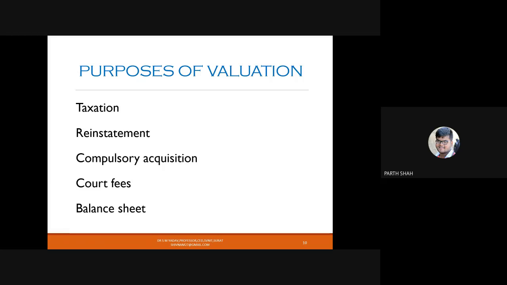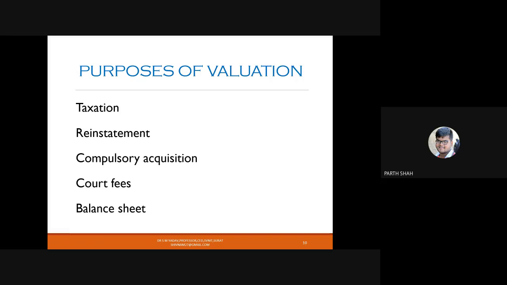If the property is located in a corporation boundary, maybe Surat Municipal Corporation, Baroda Municipal Corporation, Ahmedabad Municipal Corporation, one is required to pay taxes. So for the purpose of taxation, the valuation of a property is carried out. For reinstatement of the property, the valuation of property is carried out. Sometimes it happens that the property may be acquired due to one or the other reason by government officials. That is called a compulsory acquisition.